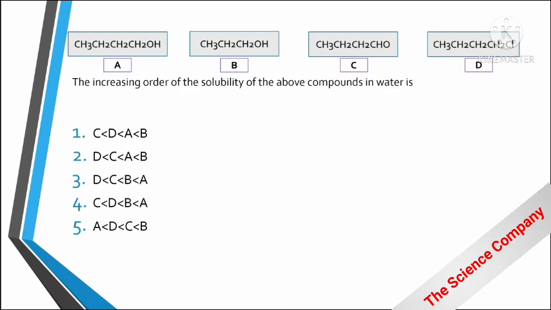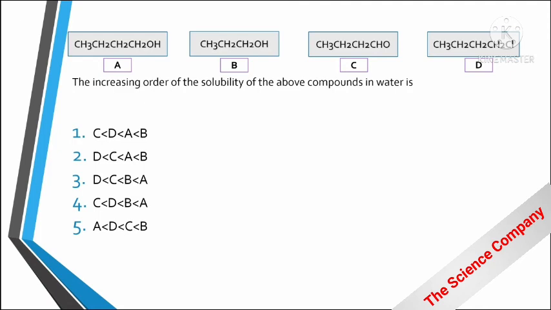The first answer, A, has a long hydrocarbon chain, that means a long alkyl group. So it is very hard to dissolve in water. But B has a small hydrocarbon chain, so therefore it can dissolve in water better than A.